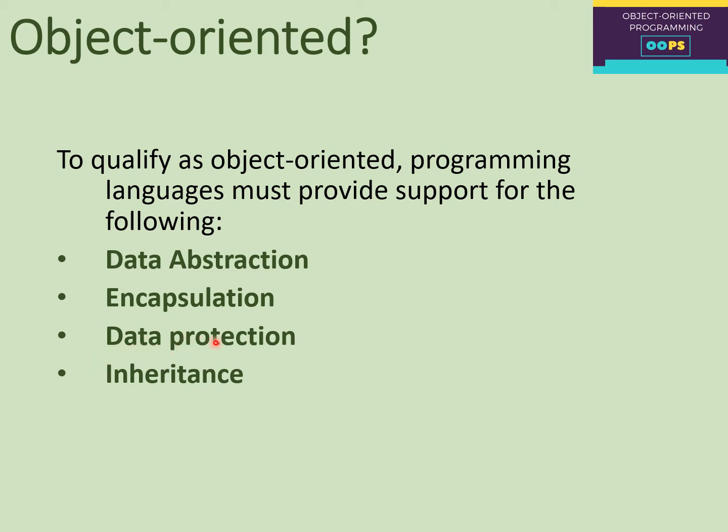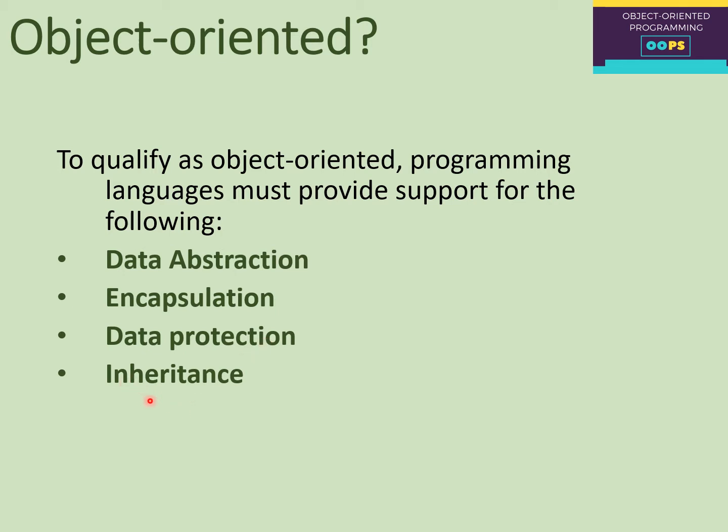Another concept is data protection. In OOPs, we know about the different types of access specifiers: public, private, protected. These are the three main access specifiers. If we declare anything as public, it will be visible to everyone. If we declare it as private, it is visible to the corresponding class members only. And if we set a data member as protected, it will be inherited by its corresponding child class. So this type of data protection is available in OOPs.